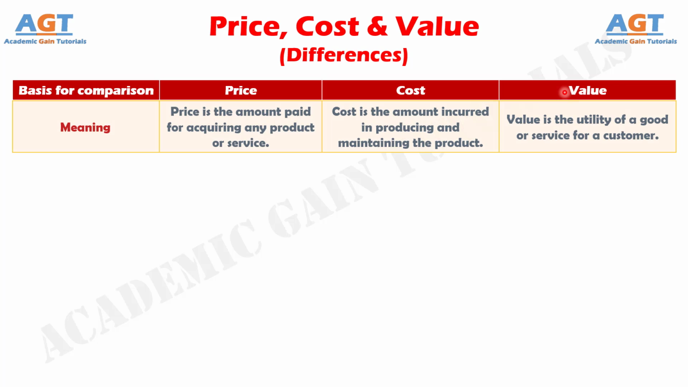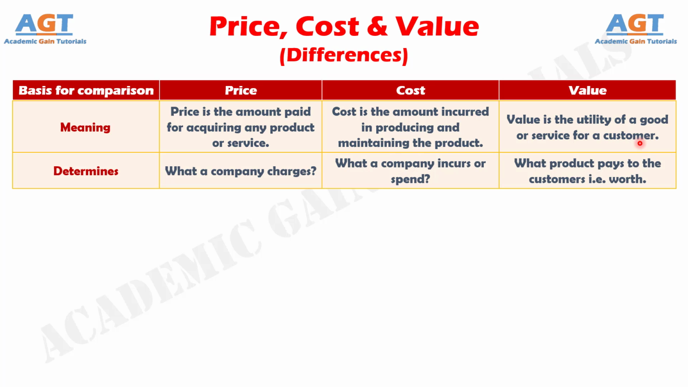Difference number 1. The price implies the financial compensation for the supply or use of the product or service, whereas cost refers to the amount of expenditure made on a particular product to produce it or to undertake any activity. On the contrary, value implies the usefulness and desirability of a product or service to a customer.